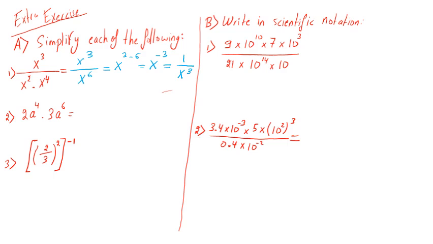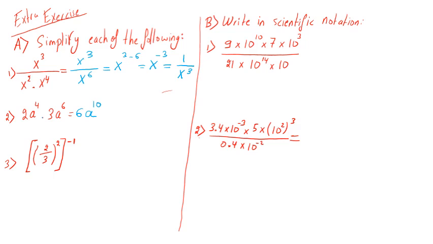Here we have 2a power 4 times 3a power 6. We multiply the number by the number and we add exponents of same base. 2 times 3 equal to 6. A power 4 times a power 6, we add exponents, a power 10.